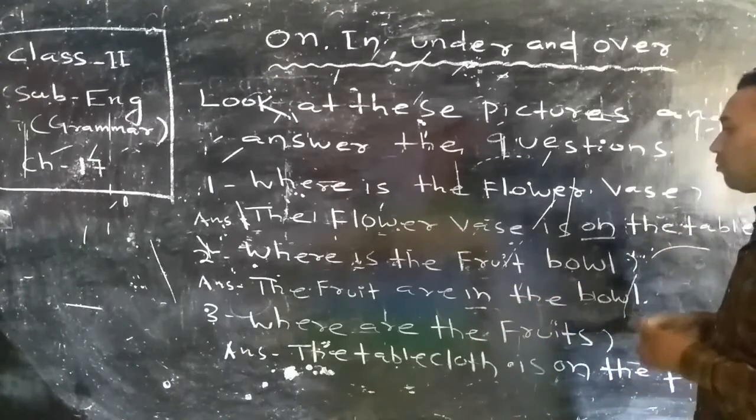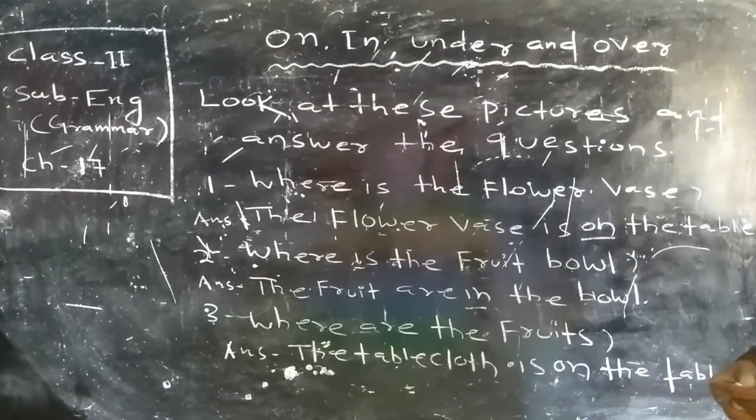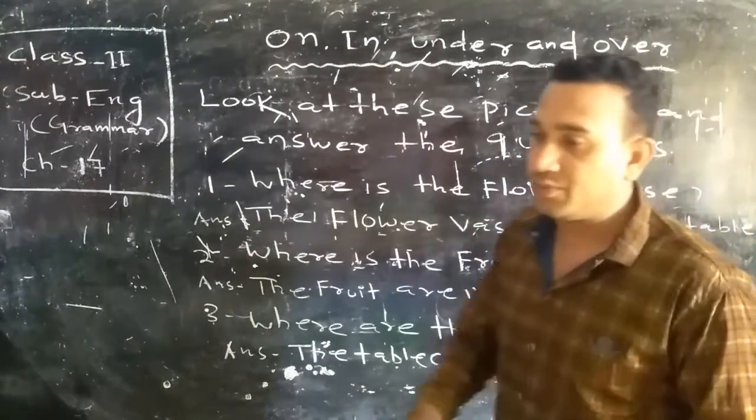In the bowl. Okay. Then third number, where are the fruits? The tablecloth is on the fruits. Okay. Here we have to write fruits.